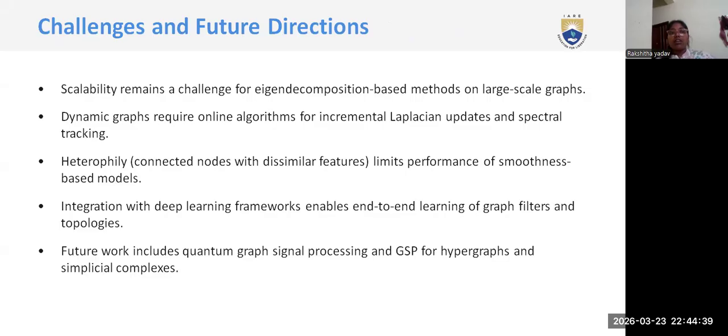Challenges and future directions. Scalability remains a challenge for decomposition based methods on large-scale graphs. Dynamic graphs require online algorithms for incremental Laplacian updates and spectral tracking. Heterophily, meaning connected nodes with dissimilar features, limits the performance of smoothness-based models. Future work includes quantum graph signal processing and GSP for hypergraphs and simplicial complexes. Thank you.